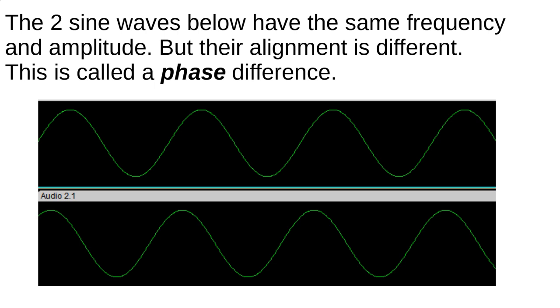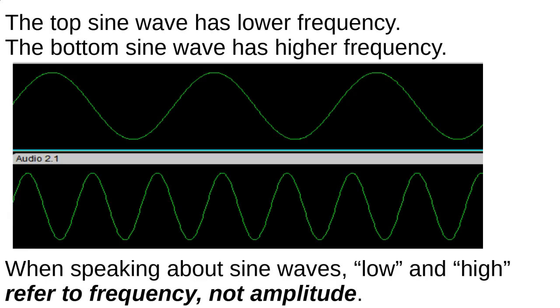The two sine waves below have the same frequency and amplitude, but their alignment is different. This is called a phase difference. The top sine wave has lower frequency. The bottom sine wave has higher frequency. When speaking about sine waves, low and high refer to frequency, not amplitude.